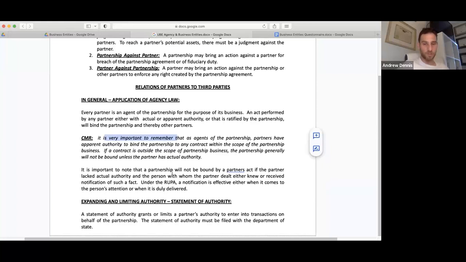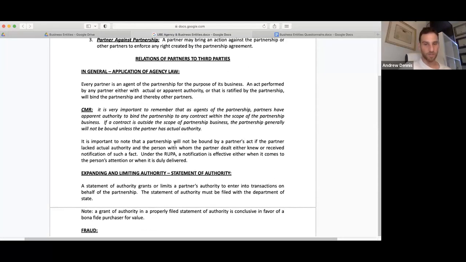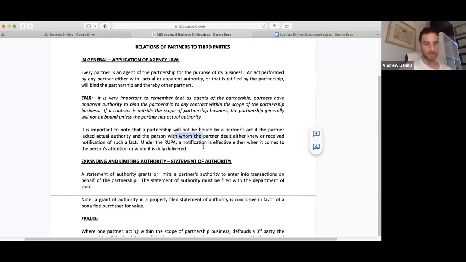It's also important to note that a partnership will not be bound by a partner's act if the partner lacked actual authority and the person received notification of such a fact. Under RUPA, a notification is effective either when it comes to that person's attention or when it's duly delivered. So if Matt and I are partners and Matt has apparent authority to bind us to a contract, and I call you right up and say, hey, Matt can't bind us, well, then that would be a good way of claiming that they're not bound by the contract.